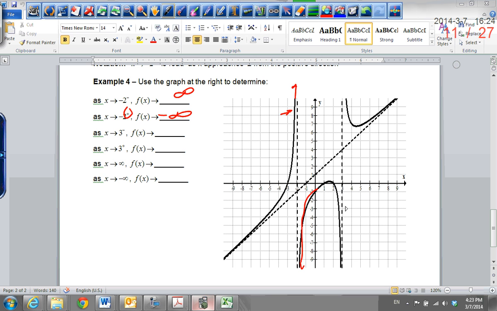So from the left, for 3, it's going down to negative infinity. From the right, positive infinity. As x approaches infinity, our y is going to positive infinity. Terrible infinity sign. And as x approaches negative infinity, y is going to negative infinity.